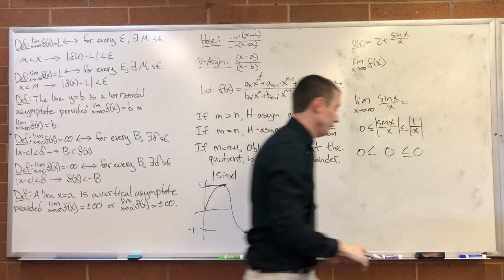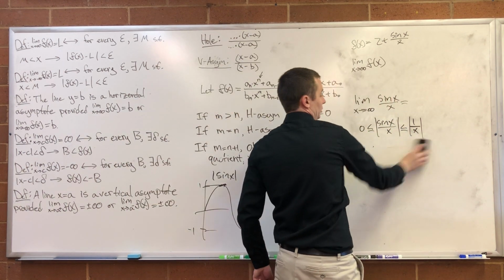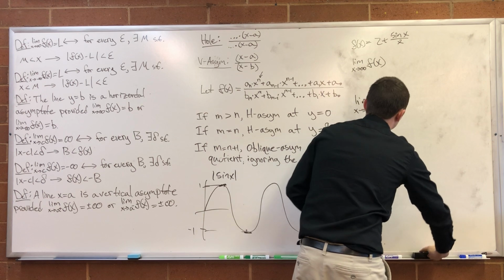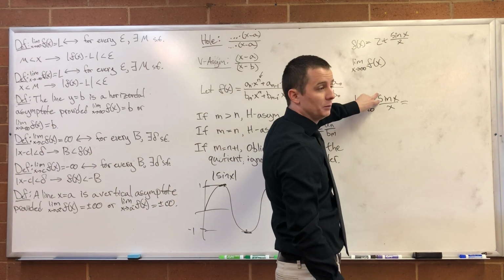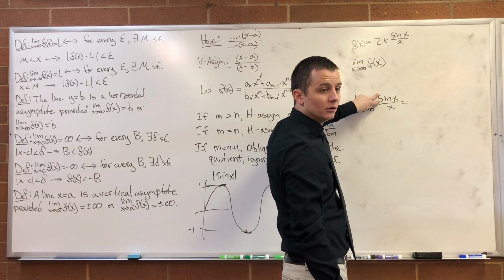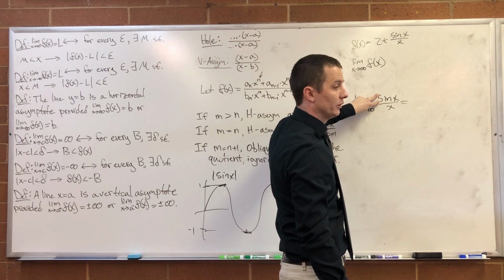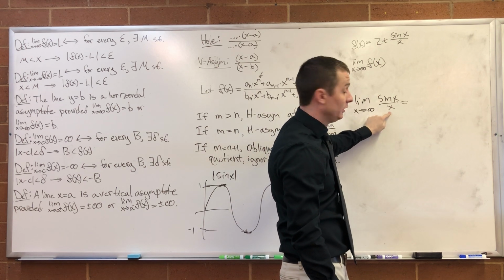Now, hopefully this one also makes intuitive sense that it was 0. Just looking at it, sine of x is a number between 1 and -1 always, so it doesn't get any bigger than 1. x, as we go to infinity, gets massive.